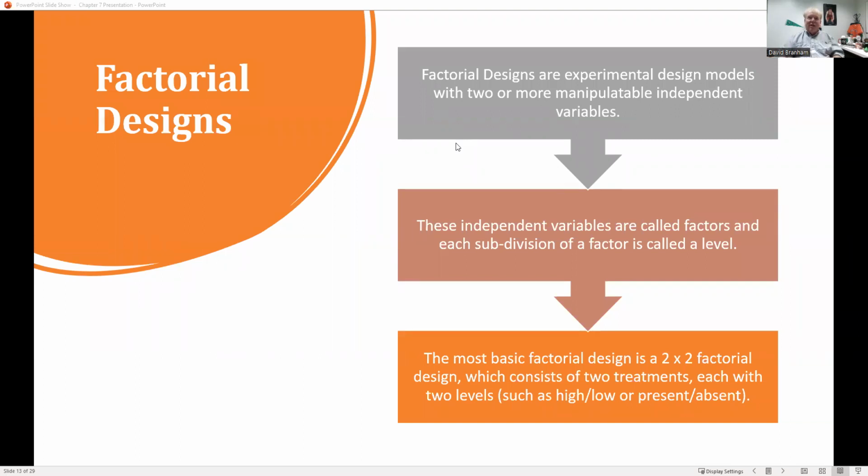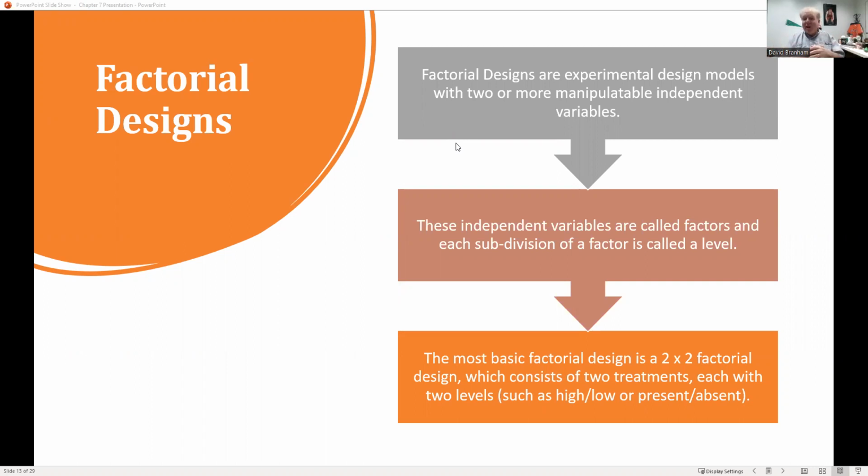Then there are factorial designs, and these are more complex experimental designs. Factorial designs are experimental design models with two or more manipulated independent variables. So you won't just have a pill, you'll have something else. These independent variables are called factors, and each subdivision of a factor is called a level. You can get bigger and bigger factorial designs, and they can grow exponentially. But every time you add a level, you have to double your groups. So that is a problem.